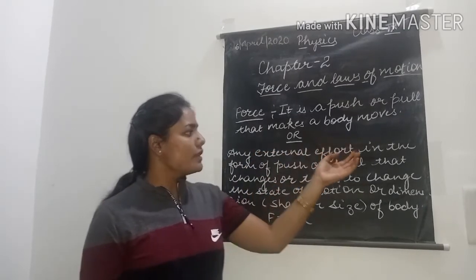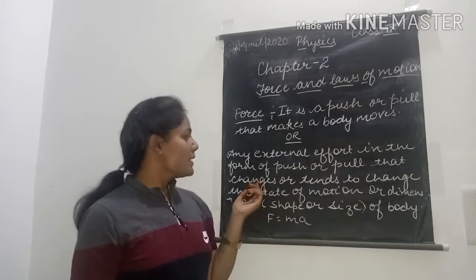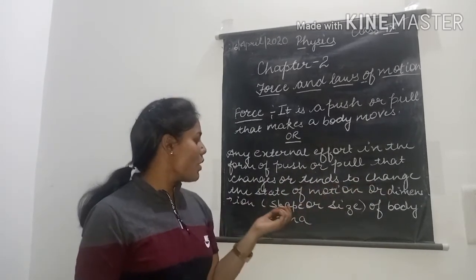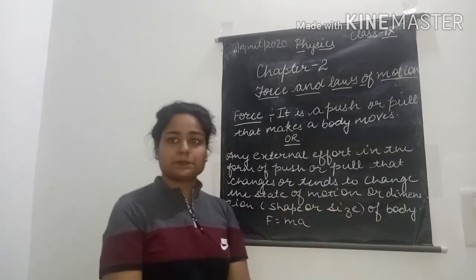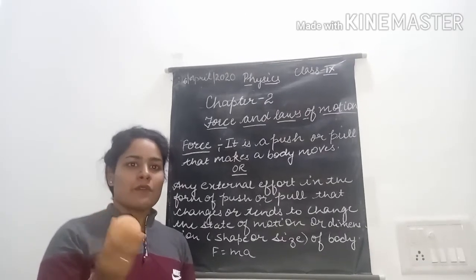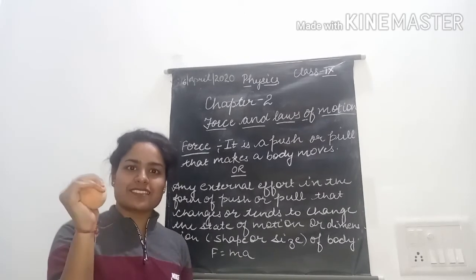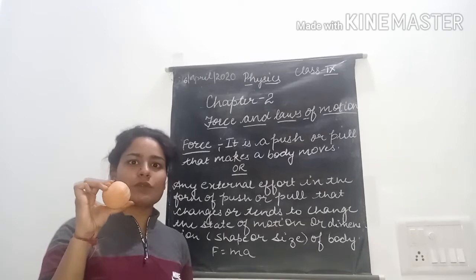Any external effort in the form of a push or a pull that changes or tends to change the state of motion or dimension of a body. Dimension means shape or size. For example, we take a ball and press it. Its shape changes. See, this is the dimension of this ball.